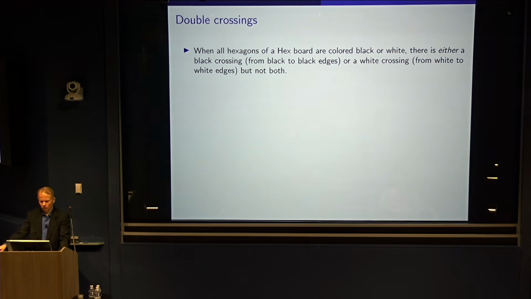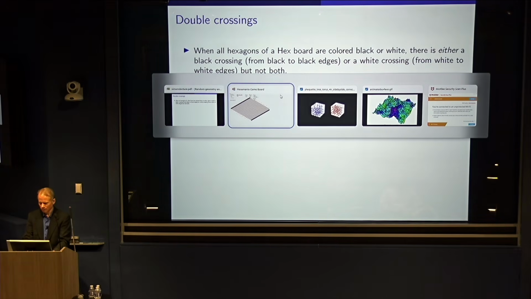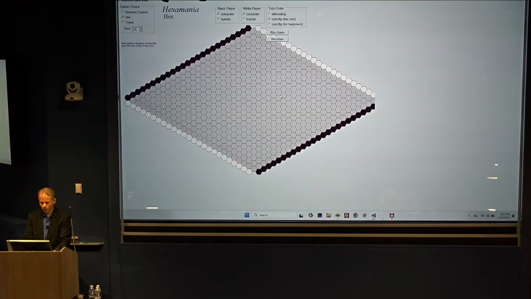There are other versions of this. Double crossings. How many of you have played the game of hex or heard of the game of hex? Like maybe 20% of you. So this was marketed by Parker Brothers. Here's a large version of the game, where basically you take hexagons, you put black on 2 sides, white on 2 sides, and we take turns putting on hexagons of our color.